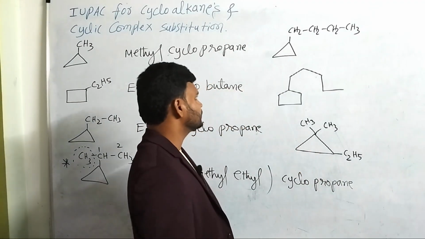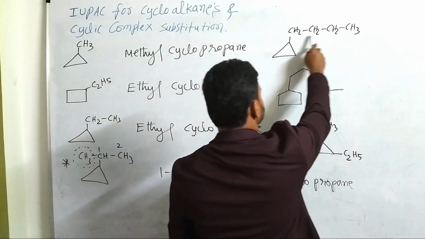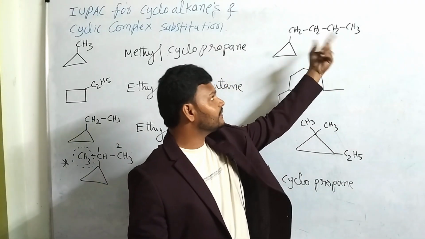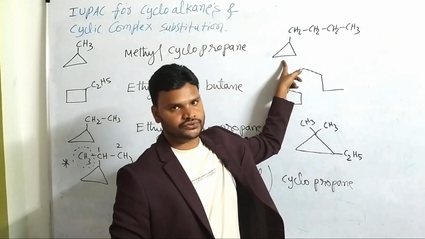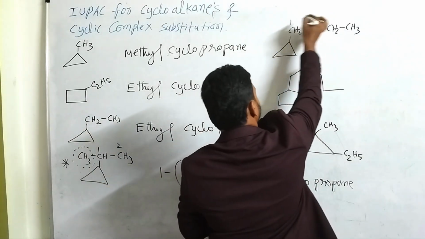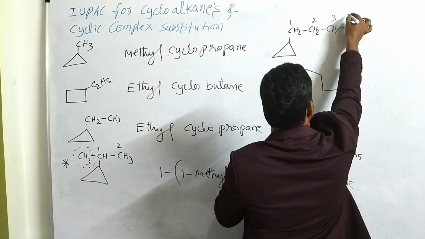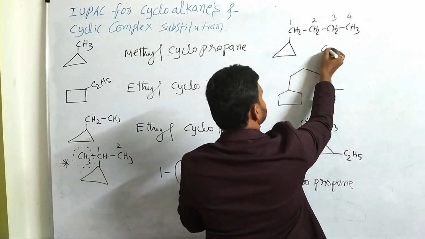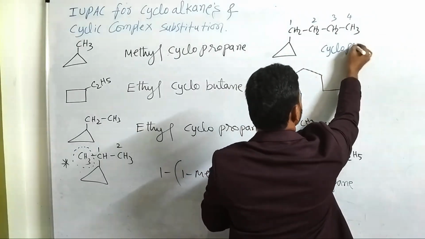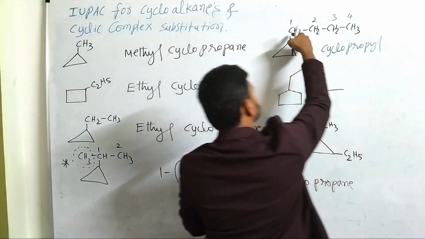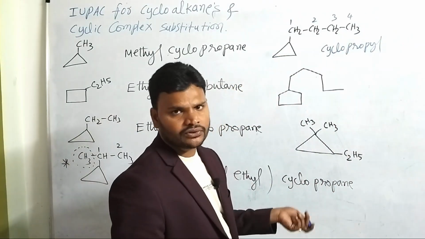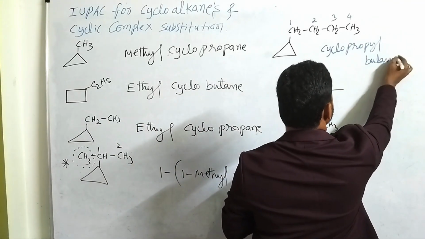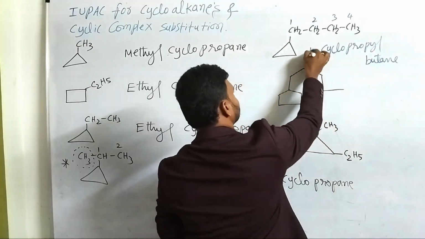Next, some more examples. Here the ring contains 3 carbons, whereas the straight chain contains 4 carbons. So the straight chain contains more carbons than the ring, then the ring acts as a substituent. So numbering 1, 2, 3 and 4. First you have to write the substituent. This is cyclopropyl, at the first position. The first position is optional. Cyclopropyl butane. This is the answer. If you want to, you can write 1 cyclopropyl.